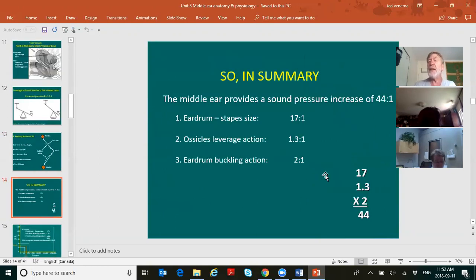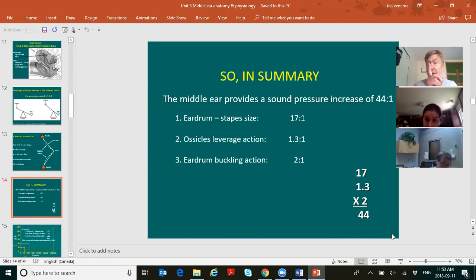You take those three things together. In summary, look at the slide here, and let's do the math. Eardrum to stapes size, 17:1. The leverage action increases the pressure 1.3 to 1. And the buckling action of the eardrum increases the pressure by 2 to 1. And you multiply that all together, and what do you get? A 44 to 1 pressure increase.